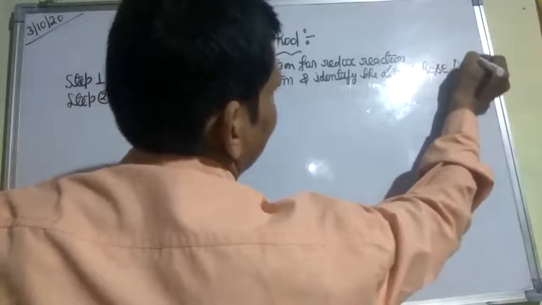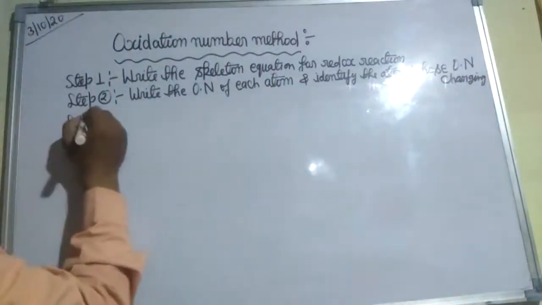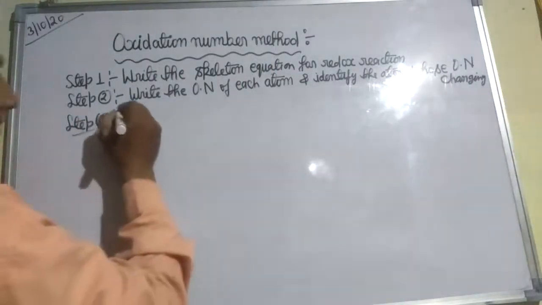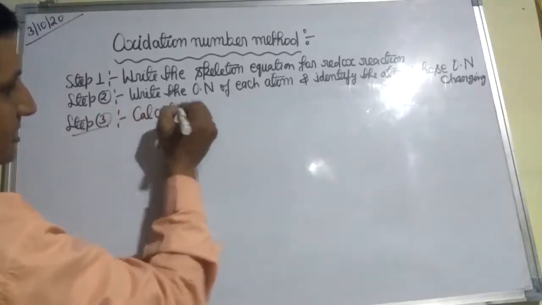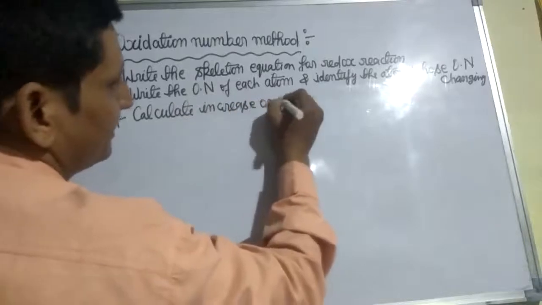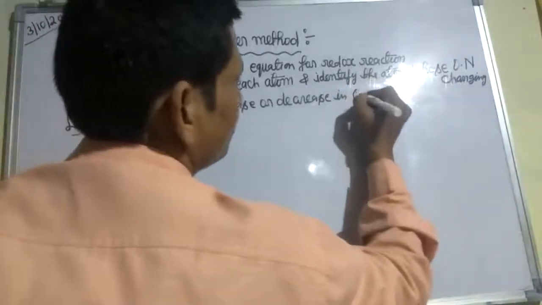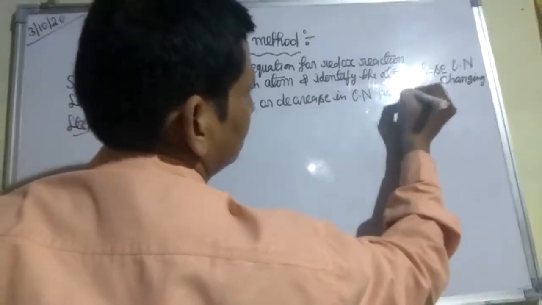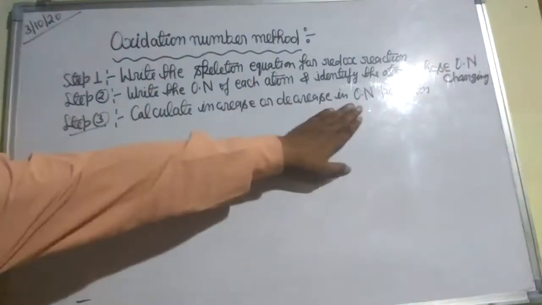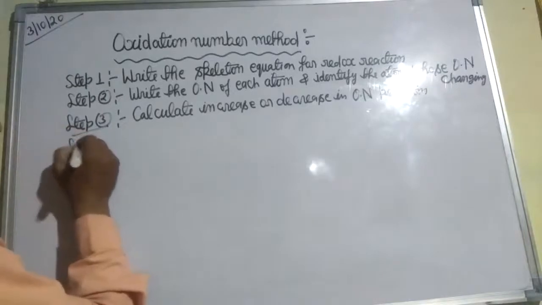Step 3 is calculate the increase or decrease in oxidation number per atom, and for the entire molecule or ion in which the change occurs.